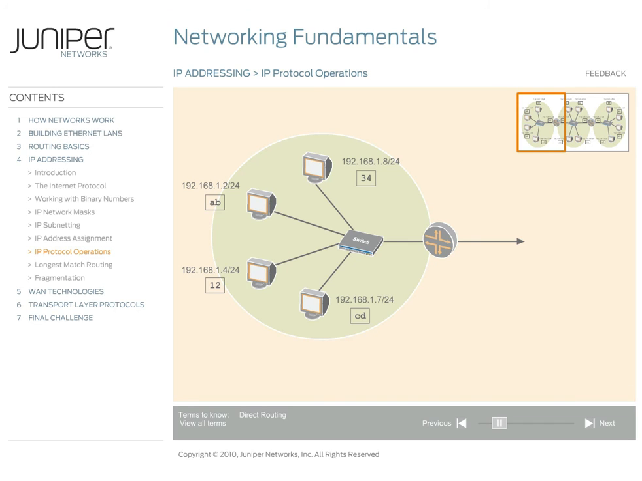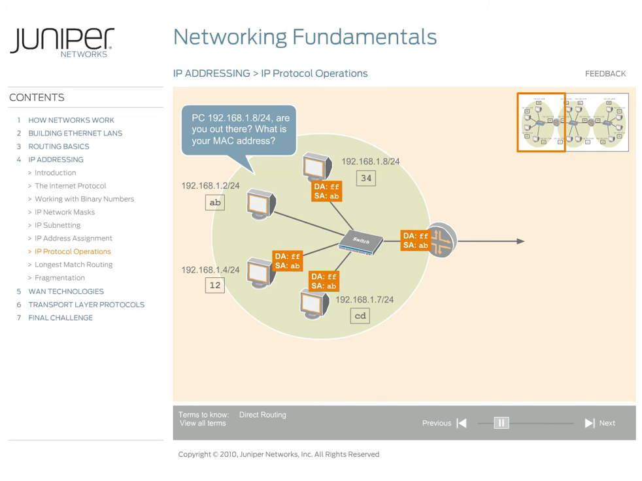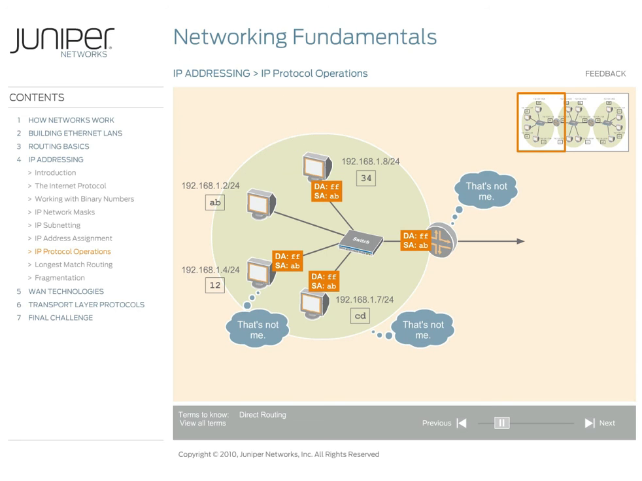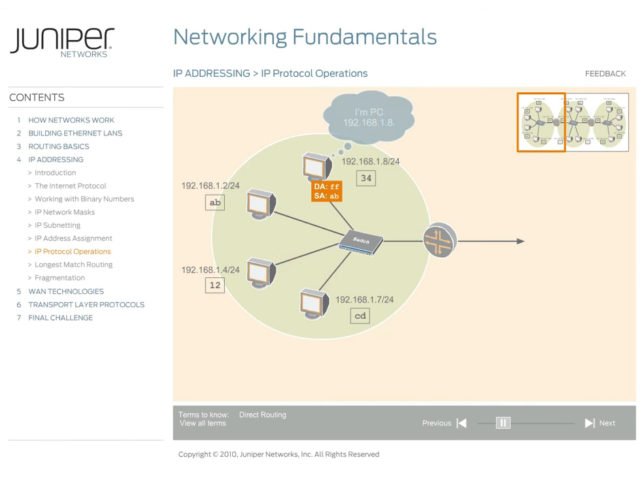Because the PCs are on the same network, the sending PC needs to determine the destination PC's MAC address. So it sends out an Address Resolution Protocol, or ARP request, to every device on the same network. Notice that the router does not forward Layer 2 broadcast frames. Only the device with the requested IP address replies with its MAC address using Layer 2 unicast addresses. Now the two PCs can communicate directly. A router wasn't even involved in the process.